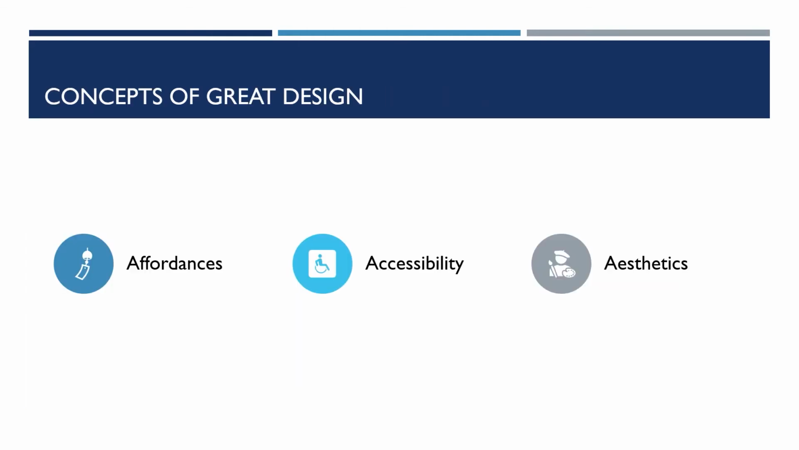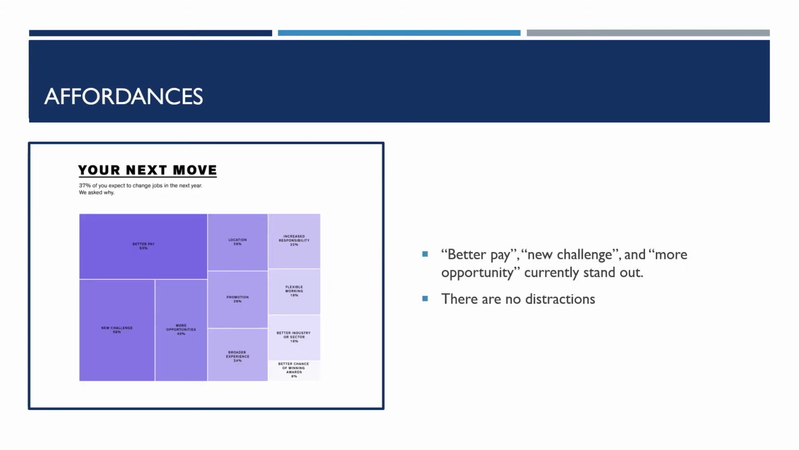I'd now like to talk about the concepts of great design, affordances, accessibility, and aesthetics to name a few. Visual affordances are the ways we communicate our data to the audience, such as highlighting colors, creating hierarchy, and removing distractions. In this tree map, we can see that there was no one point that they wanted to stand out. However, there were multiple: better pay, new challenge, and more opportunities. These are presented as larger boxes, as well as on the darker side of the sequential color gradient. The tree map also eliminated unnecessary distractions, only leaving important information on the page.